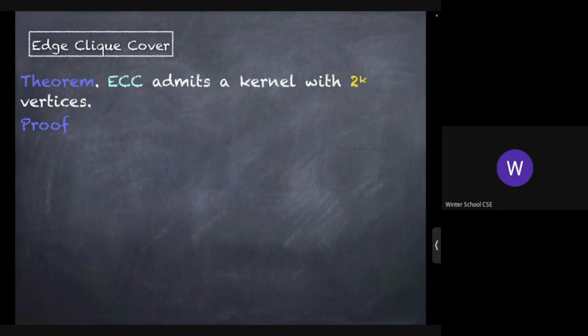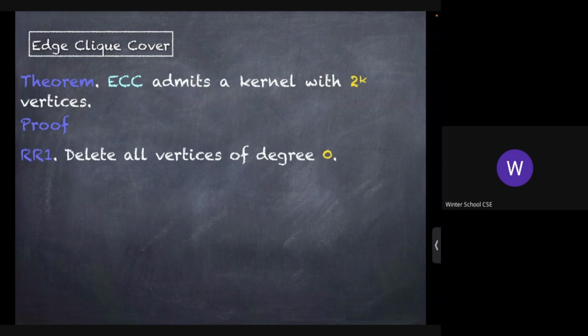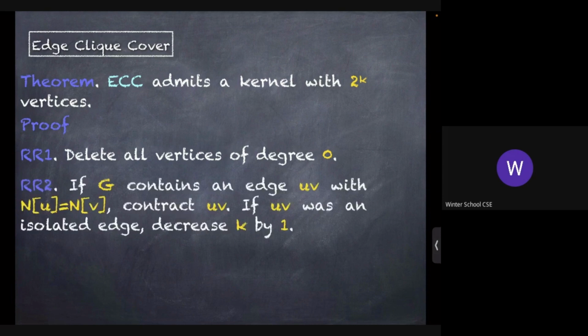Okay, the theorem is that this problem admits a kernel with 2 to the k vertices. The proof is the following. First of all, if I have a vertex of degree 0, again, I just delete it. It will not be able to cover anything. Now the twin rule: if I have an edge u, v.